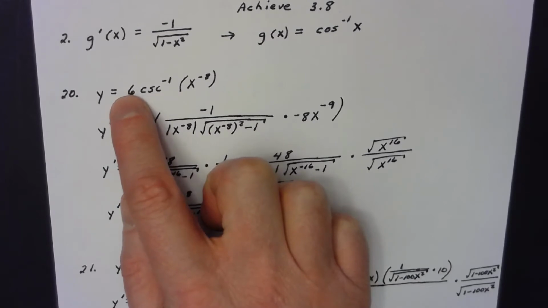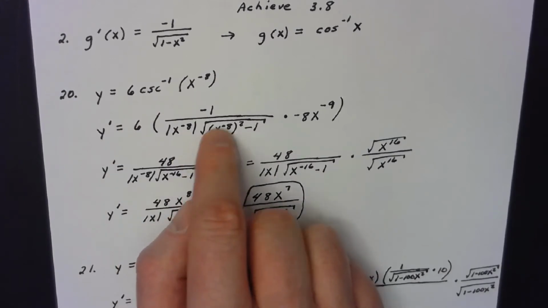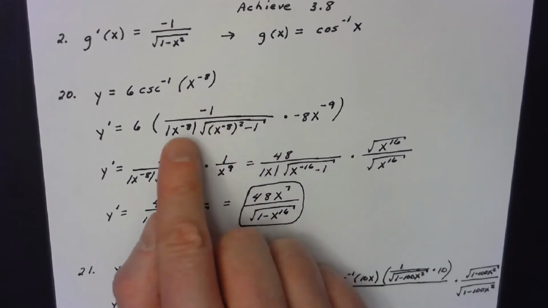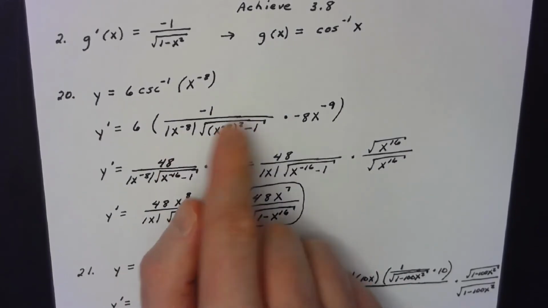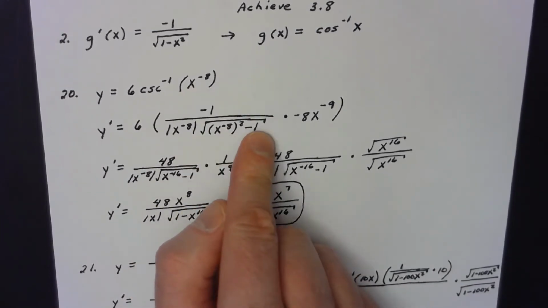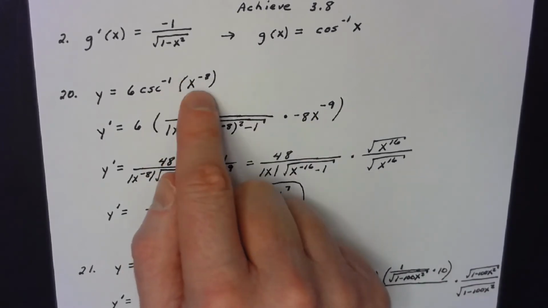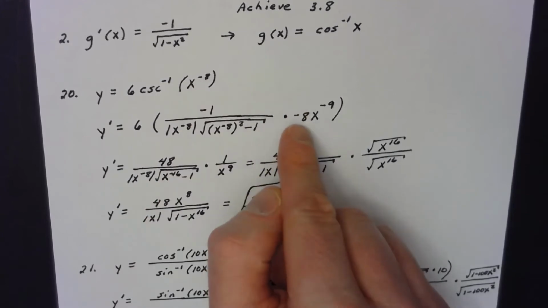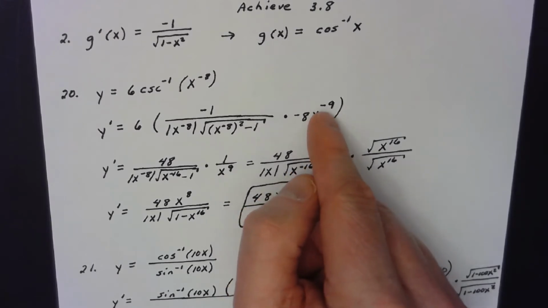So then you say plus the first 6 times the derivative of the second. Well, derivative of the inverse cosecant is -1 over what's inside of it, inside of an absolute value, on the square root of what's inside of it squared minus 1. And then I multiply by the derivative of what's inside of it. Well, the derivative of x to the -8 is going to be -8x to the -9th power. Now I can say, okay, there's a lot of simplification. I don't want any of those negative exponents left in there.